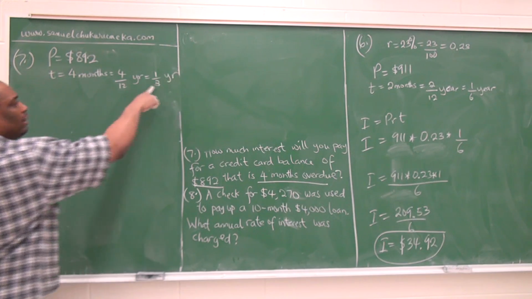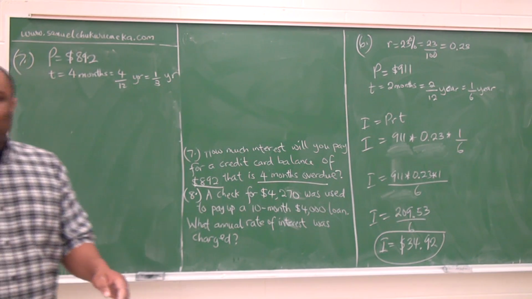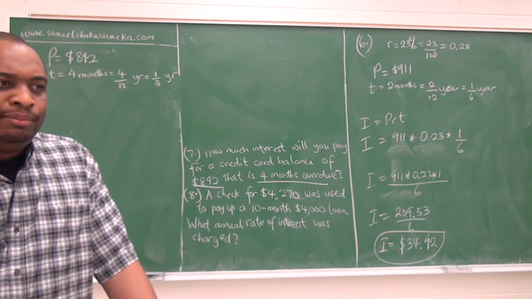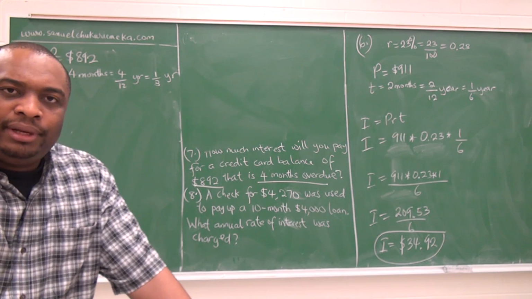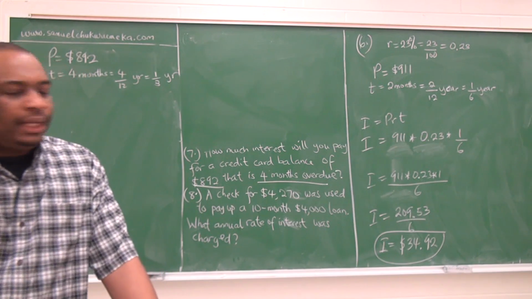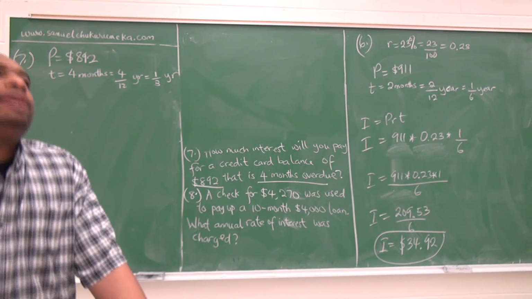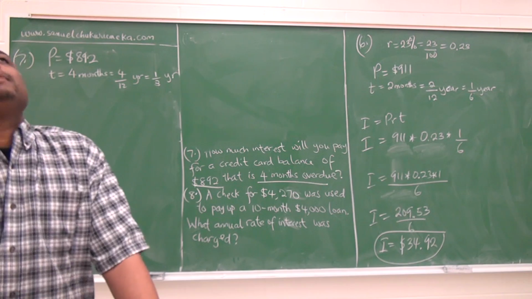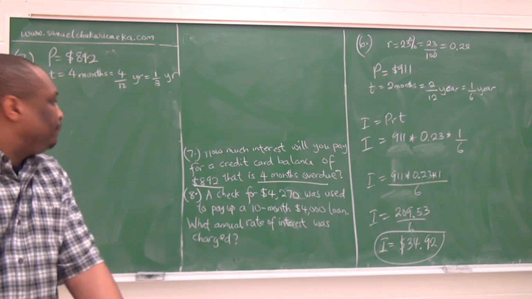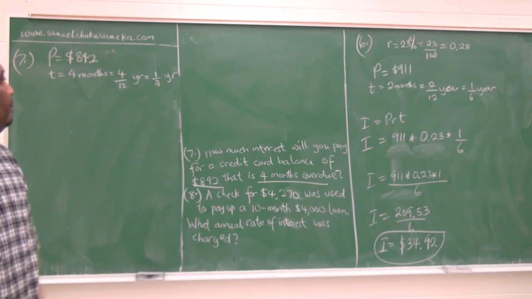So 1 over 3 is 0.33333333333. You can't use it. You cannot use 0.33 or 0.333 or 0.33333. No, just use 1 over 3.